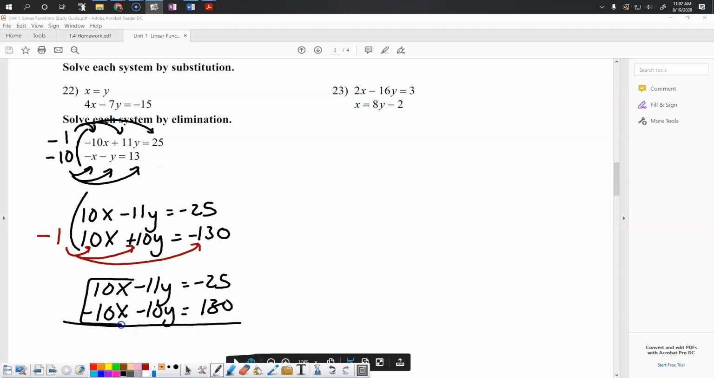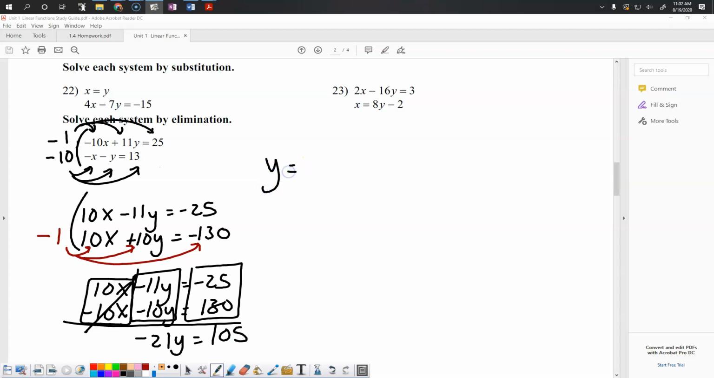So when I combine the x's together, they go away. When I combine the y's together, I get -21y. And when I combine the constants together, I end up with 105. And if I divide both sides by -21, I end up with -5.